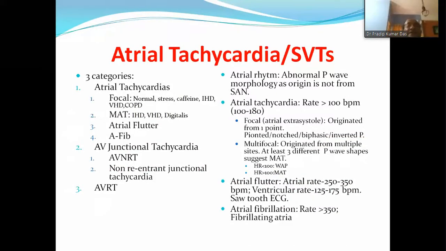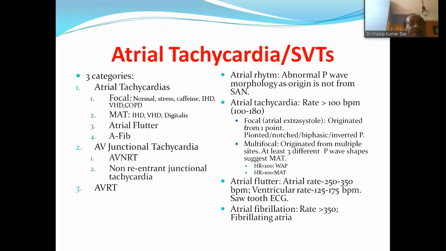And we can move now to atrial tachycardia, or more commonly we call it supraventricular tachycardia. There are three broad categories of atrial tachycardias: focal atrial tachycardia, multifocal atrial tachycardia, atrial flutter, and atrial fibrillation. There can also be a junctional tachycardia.